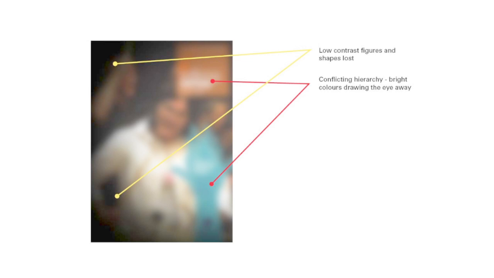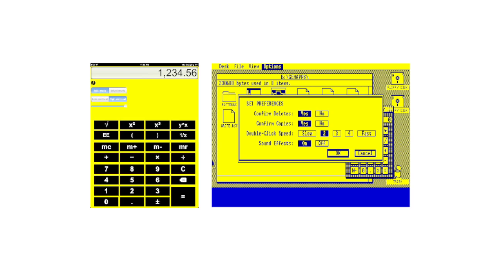So the first thing I looked at was the low contrast: figures and shapes are lost. That's the first thing I noticed, and then also this hierarchy. The colors are just so bright, and if you have visual impairment, you don't have the usual references you have if you're fully sighted. So the hierarchies are different. So I wondered if this might make it more difficult for visually impaired people to see the magazines.